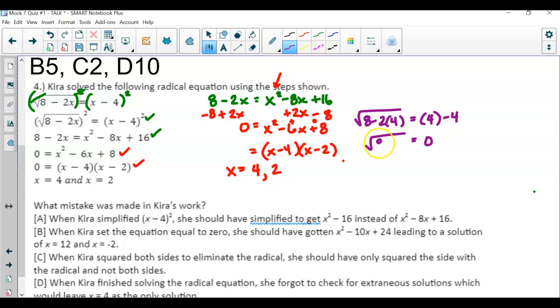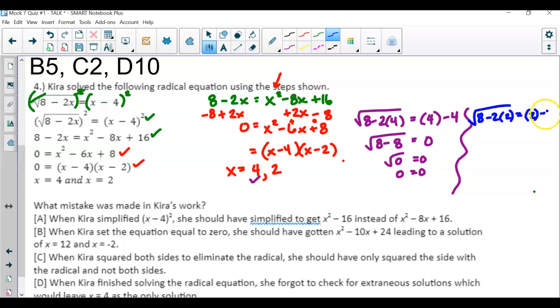Now inside I have 8 minus, well, that's just 8. And the square root of 0, well, that's just 0. So far, 4 is a solution. It's not extraneous. Now let's check 2. Here I've got the square root of 8 minus 2 times 2, because that's what we're checking, is equal to 2 minus 4. So instead of x minus 4, 2 minus 4.